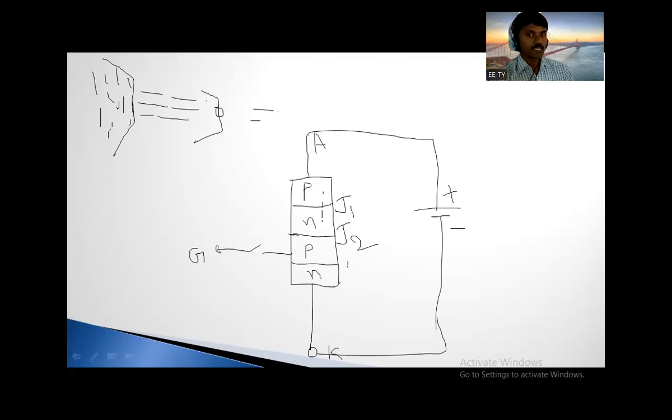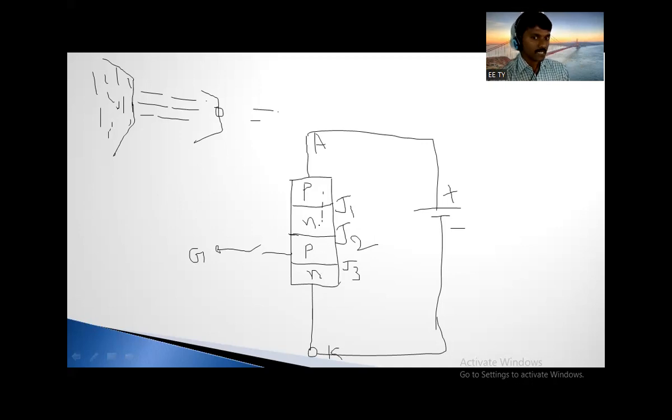Next one, junction J3. With respect to this junction, P-type material is connected to the positive and N-type material is connected to the negative. So what about this junction? Junction J3 is forward biased, so there is a chance for current to flow from the P-type material to the N-type material.